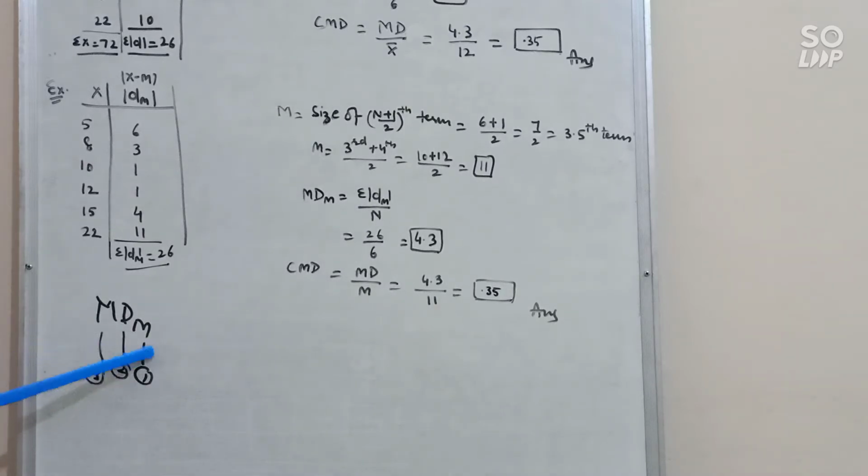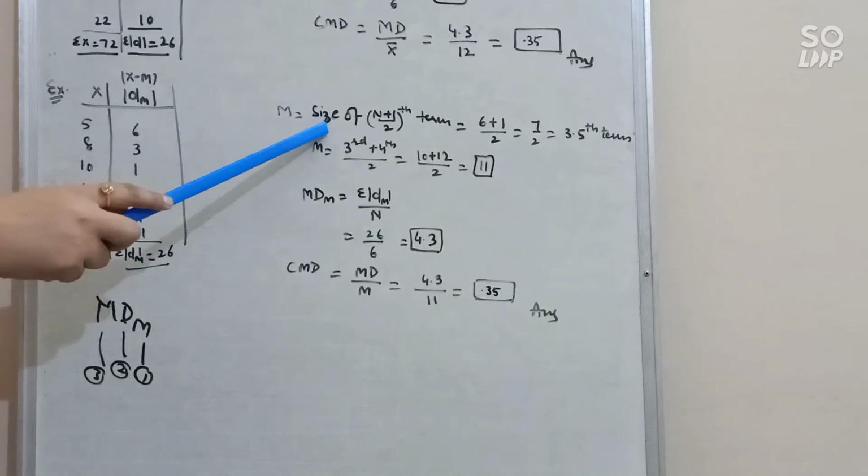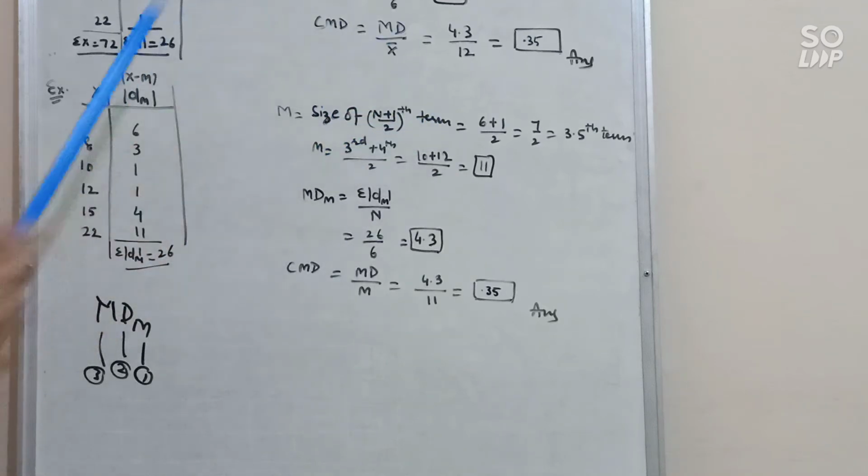So let's see how you will calculate mean deviation from median. As per the steps, first you will find out median, and I hope you know how to calculate median in individual series. Please remember you need to follow 3 steps while calculating median. First is arrange the series. Already it is in arranged form. Done. Second step, median is equal to size of (n plus 1) upon 2 term. So n means number of items, that is 6. 6 plus 1 upon 2, 7 upon 2 is equal to 3.5 term.